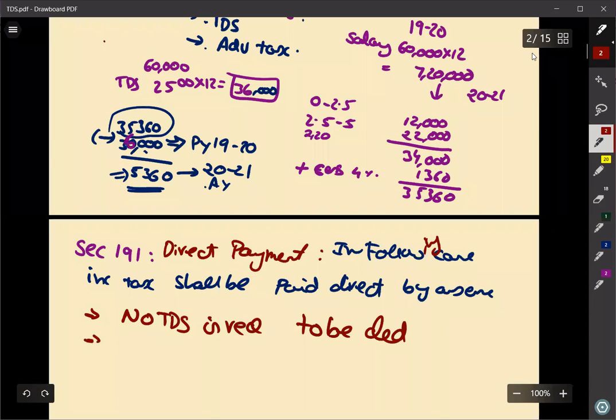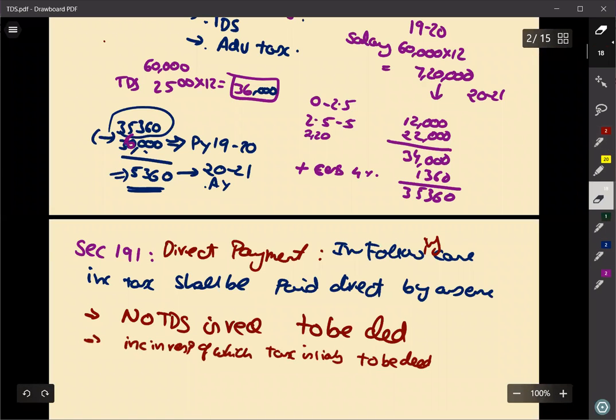The second point of section 191 says that income in respect of which tax is liable to be deducted, but not actually deducted. So these are the following two cases.